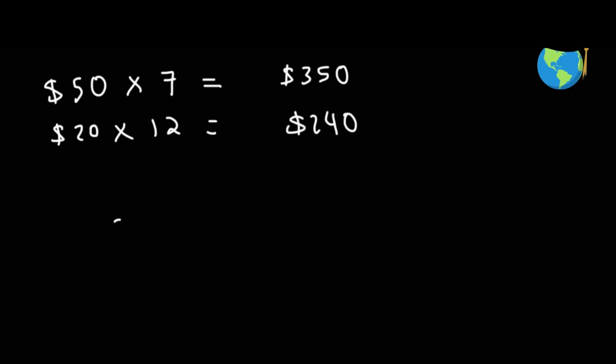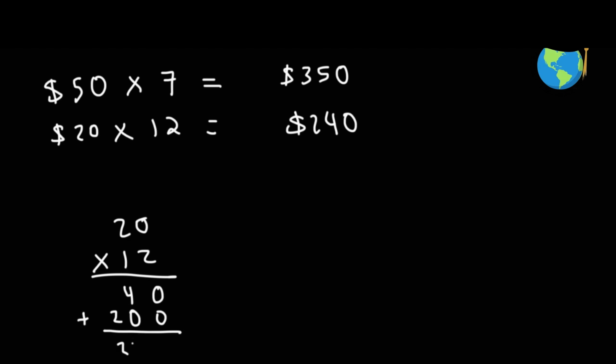You could also do it this way. You can actually multiply it. You could perform long multiplication. 2 times 0 is 0. 2 times 2 is 4. Then 0. 1 times 0 is 0. And then 1 times 2 is 2. And then add, and you get 240. So you could use long multiplication if you want to.